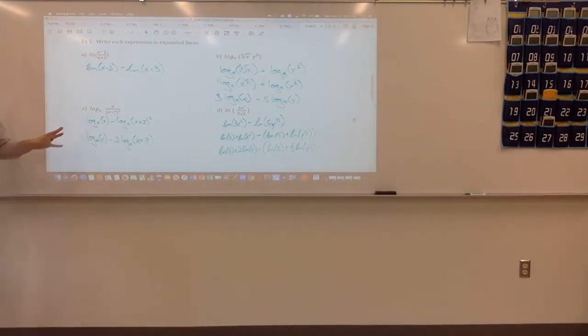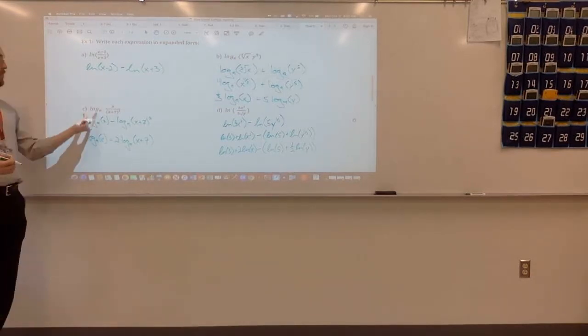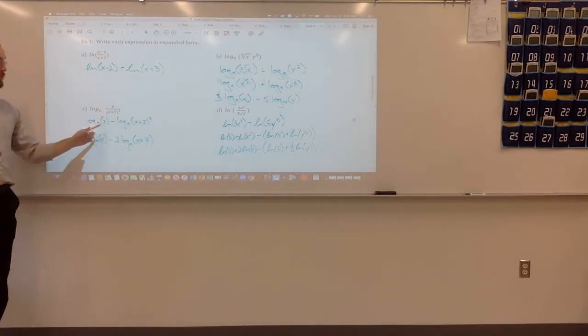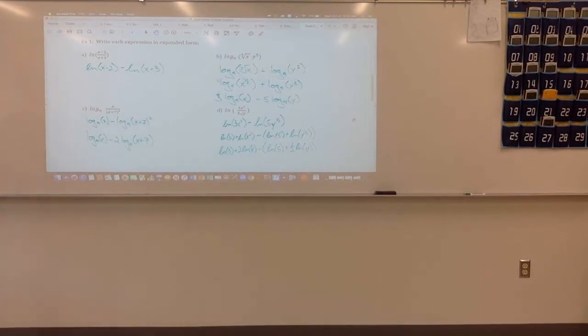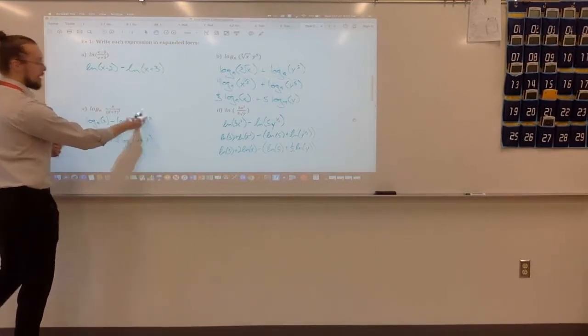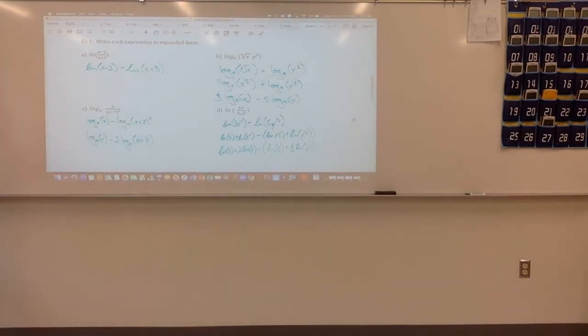So for C, okay, I think a lot of people got C correct. The first step would be to write this as 2 separate logs using subtraction. So log base A of x minus log base A of x plus 7 squared. And then on the second log, I can bring that exponent out front as a coefficient.